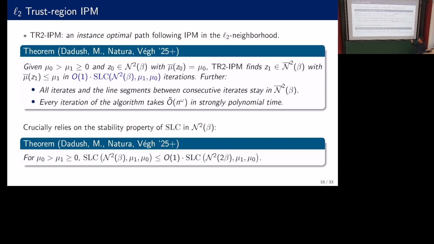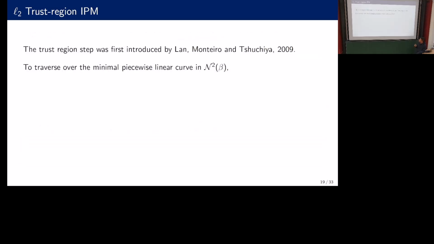So with this result, I can basically operate in an L2 neighborhood that is a constant factor larger, because the straight line complexity between these two neighborhoods is just a constant factor away from each other. So I can now give an overview of what this algorithm does. But first of all, this trust region step is nothing new. It was first introduced by Lan, Monteiro, and Tsuchiya in the same paper that I mentioned before. Our algorithm basically used a combination of their trust region step and also the standard affine scaling step.